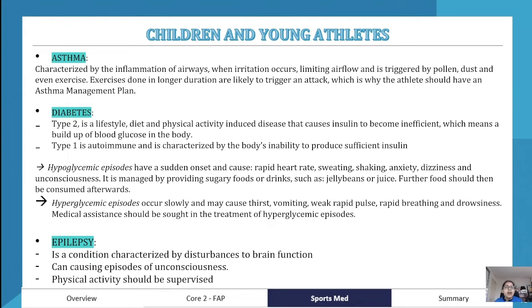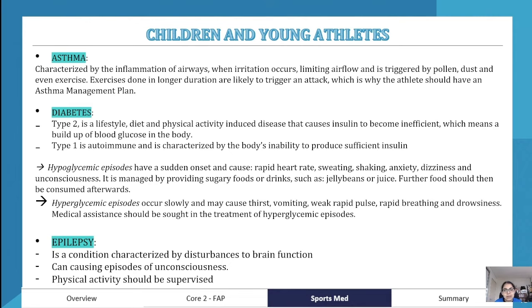On the other hand, hyperglycemic episodes occur slowly, and they may cause thirst, vomiting, weak rapid pulse, rapid breathing, and drowsiness, and medical assistance should be sought in treatment of hyperglycemic episodes. So this is when your blood glucose level has spiked high. So when that happens, obviously you're not going to feed them high energy foods because the blood glucose is spiked high. So this is where you need to take them immediately to get medical assistance.